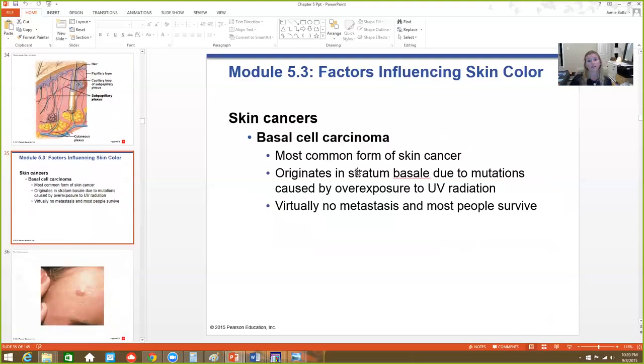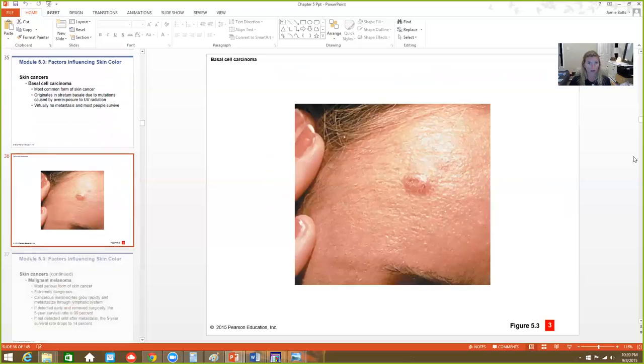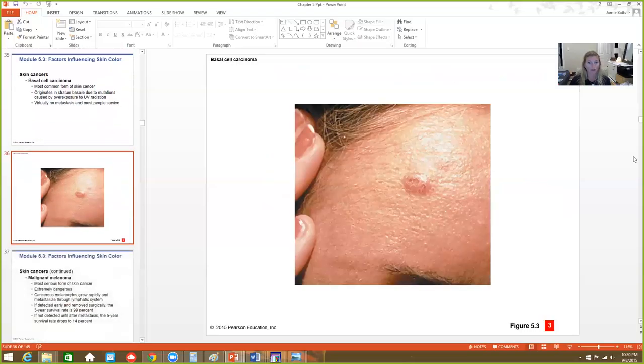Let's talk briefly about skin cancer. Basal cell carcinoma is the most common form of skin cancer. It originates from the stratum basale, and this is usually a result from mutations due to UV exposure. There's virtually no metastasis in people that have basal cell carcinoma. Most people survive. It has something like a 99% success rate. You would never even know that this is cancer unless you were watching for cancer or suspecting from other issues.